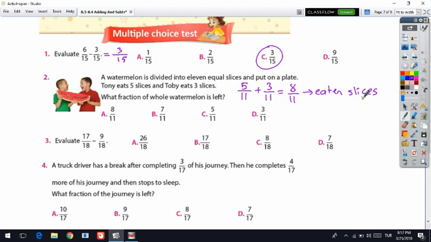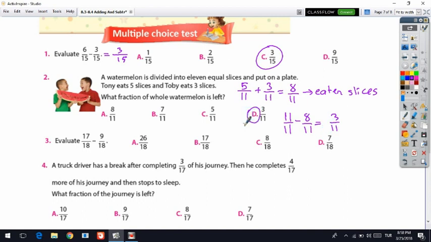After that, so what was the question? What fraction of whole watermelon is left? So watermelon in the beginning, if anyone didn't eat before, what was that? 11 over 11. Okay, now let's subtract them. 11 over 11 minus 8 over 11 is equal to 3 over 11. The answer is D.